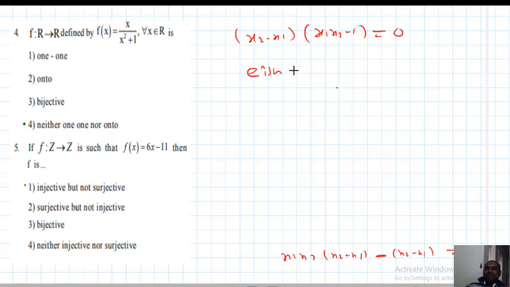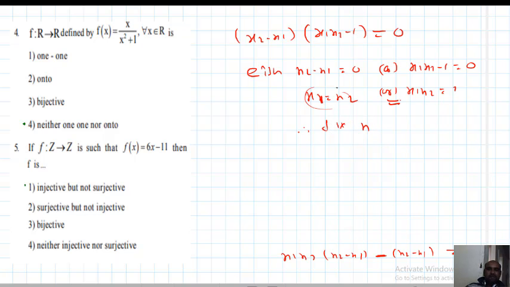Either x2 minus x1 equal to 0 or x1 x2 minus 1 equal to 0. Means either x2 equal to x1 or x1 into x2 equal to 1. If we got only one condition, for example x1 equal to x2, then directly you can say it is one-one. But here we are getting x1 equal to x2 or x1 x2 equal to 1. That's why the given function is not one-one. Therefore f is not one-one.